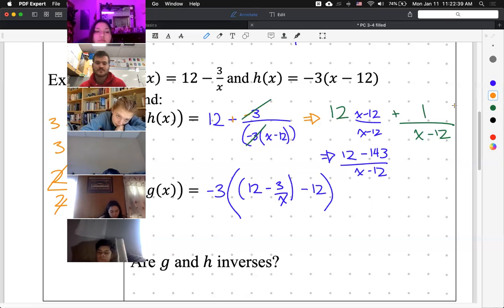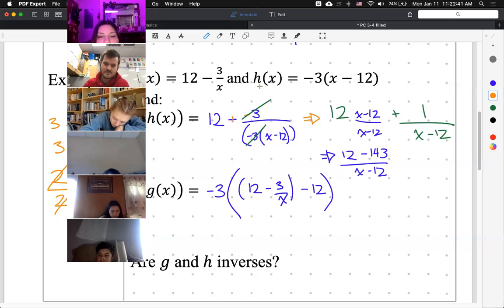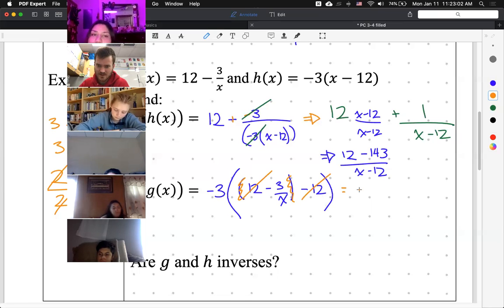Beverly? Would you distribute the -3? You could. There's actually an easier way, because what we can do right now is drop these parentheses, and then it might be a little bit more obvious. How could you simplify that inside part? By just combining like terms. 12 minus 12. Exactly, yeah. So those cancel each other out. 12 minus 12 is 0. So now we're left with -3 on the outside of the parentheses, and then on the inside parentheses, just that -3 over x.